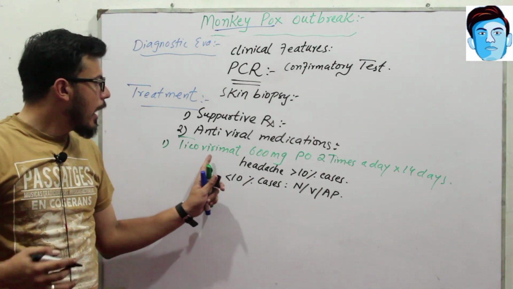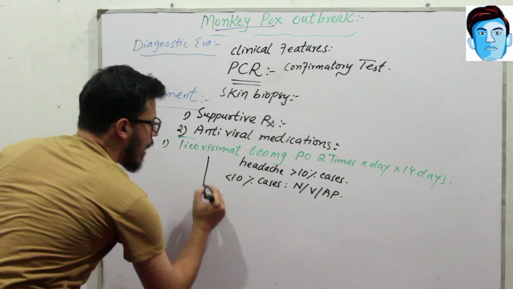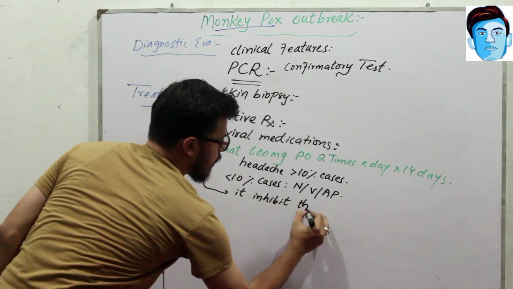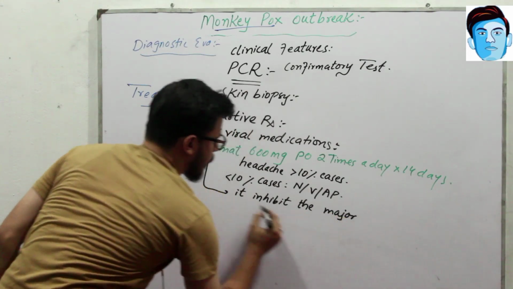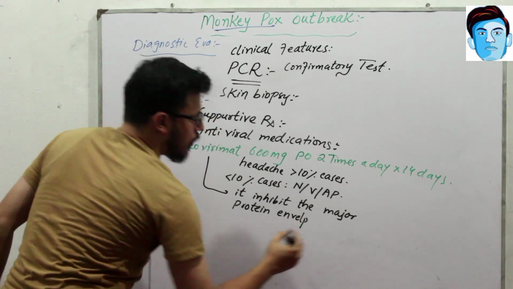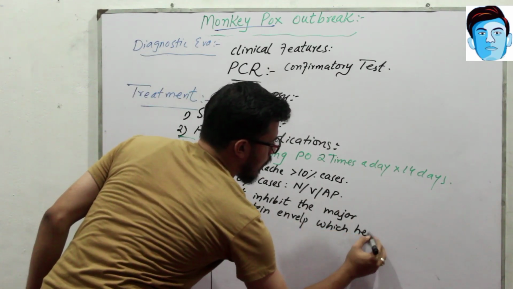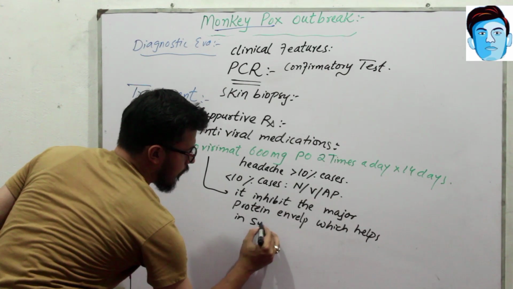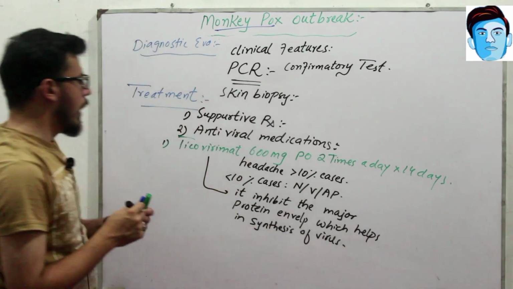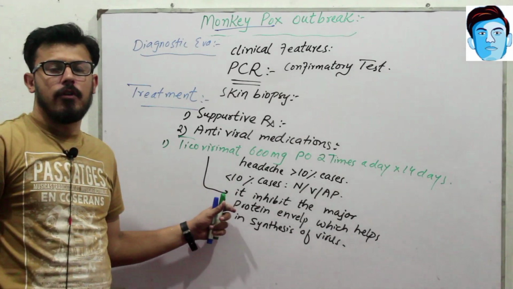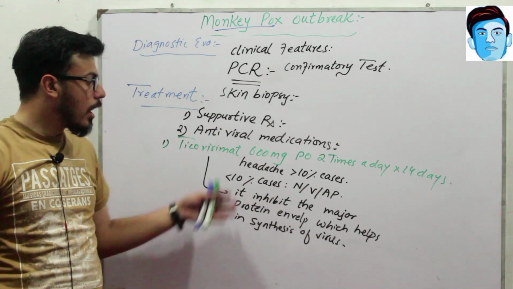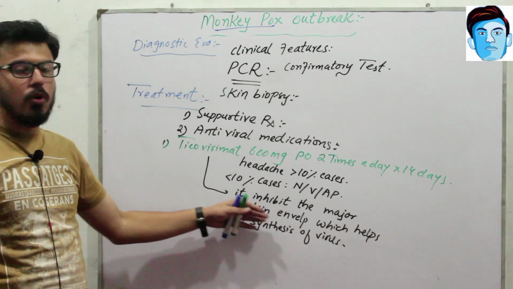So, what is the major mechanism of action of tecovirimat? It inhibits the major envelope protein, which helps in the synthesis of the monkeypox virus. So it inhibits the envelope protein, which helps in the synthesis of the virus. That's how it inhibits the growth of the virus.